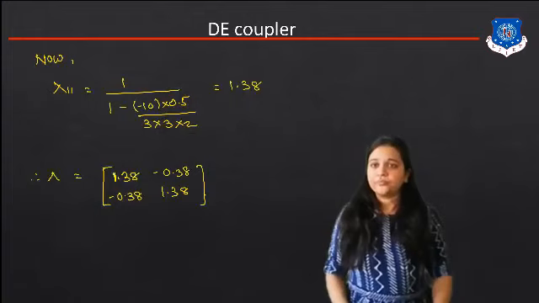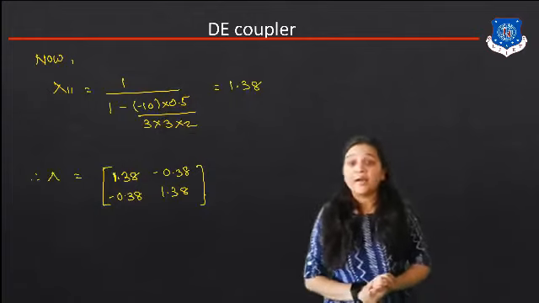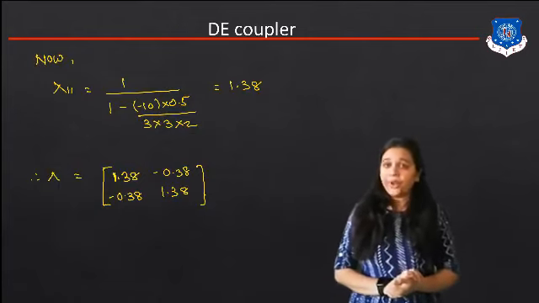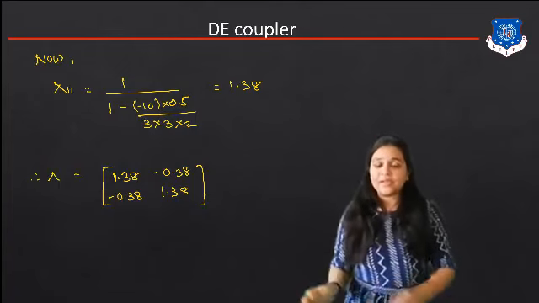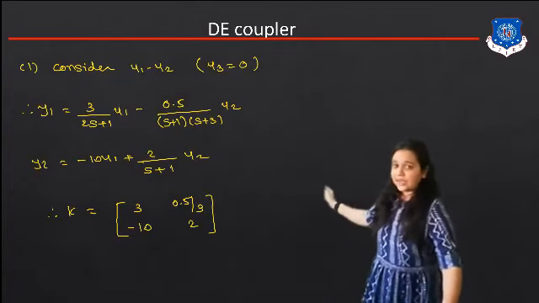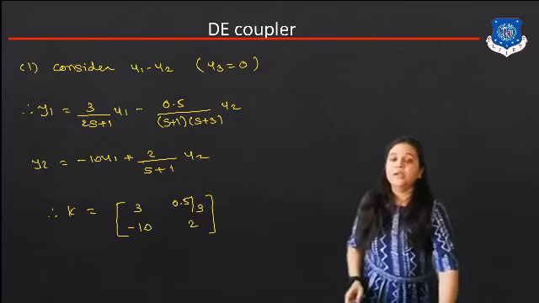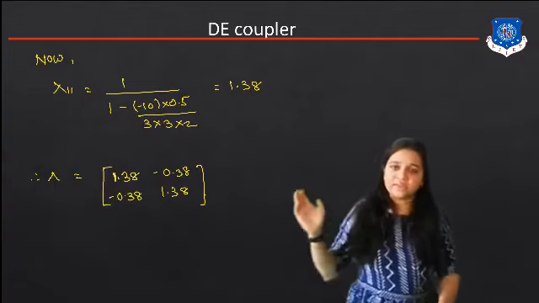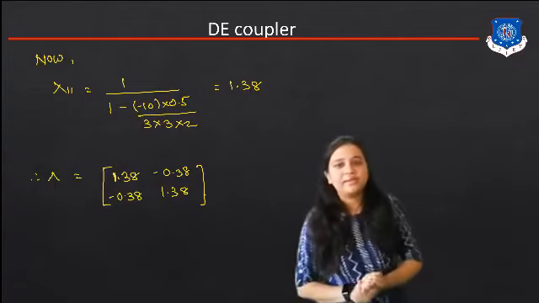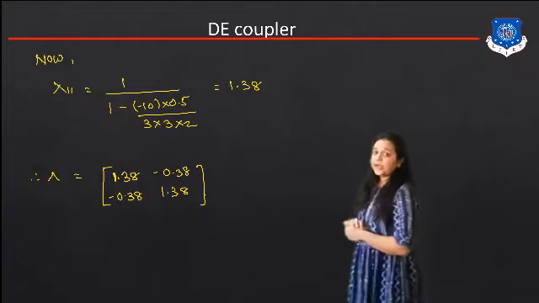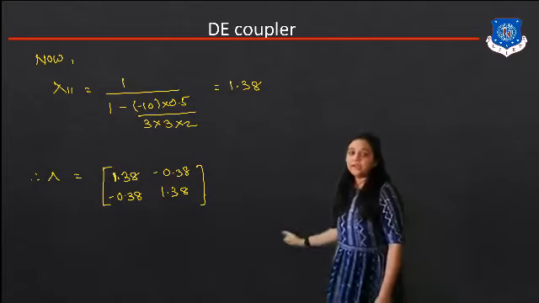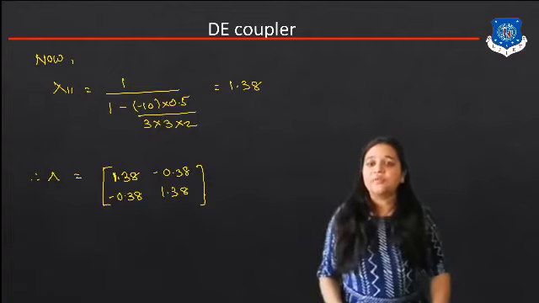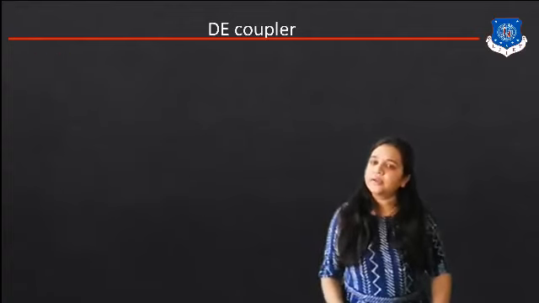And now we have to find the value of lambda 1 using the RGA theory. So what is the equation? 1 upon 1 minus (minus 10 into 0.5 by 3) divided by (3 into 2). If we simplify this term, we get lambda 1 equal to 1.38. So we can write 1.38 here, and then we take 1 minus it, so we get minus 0.38, minus 0.38.